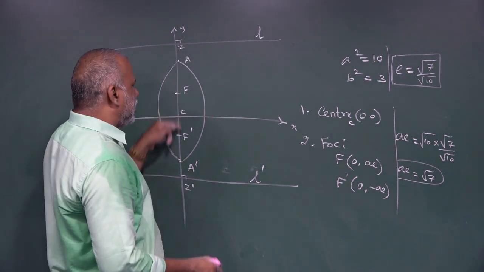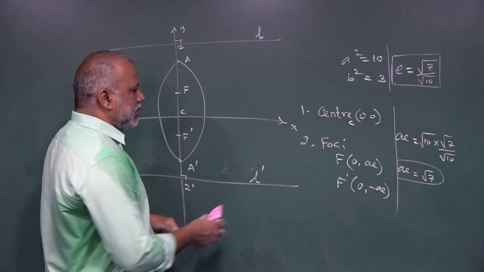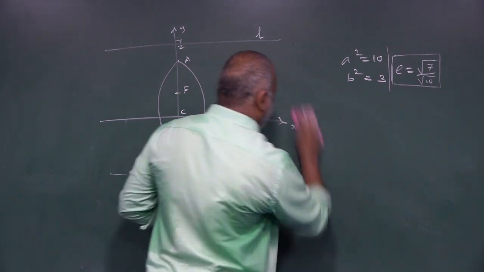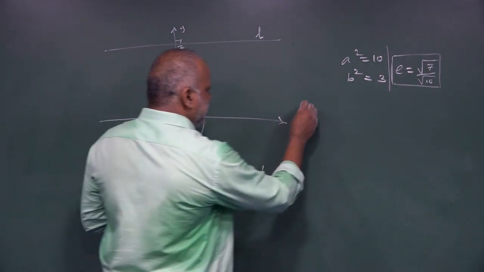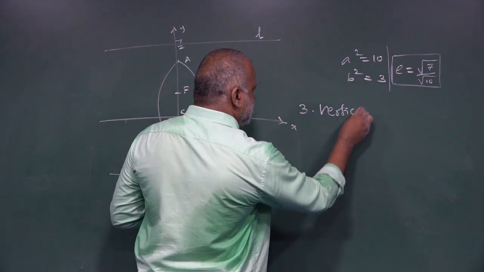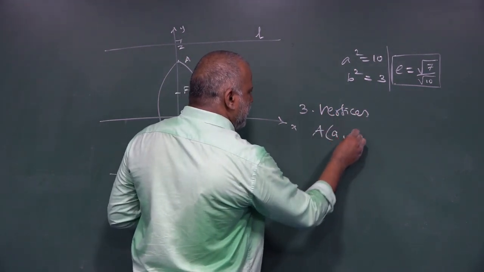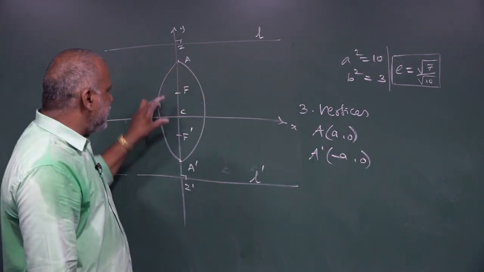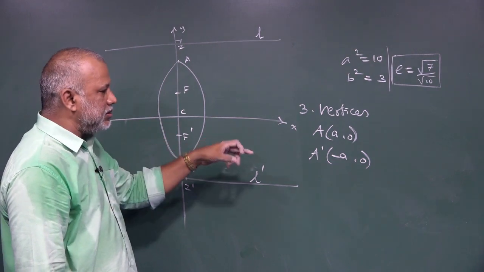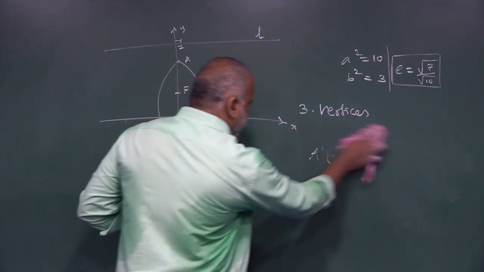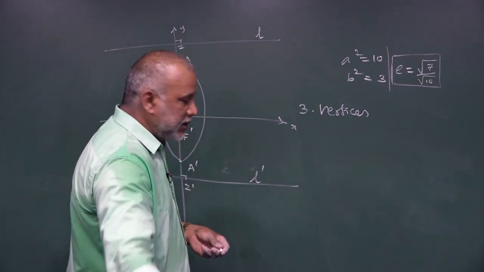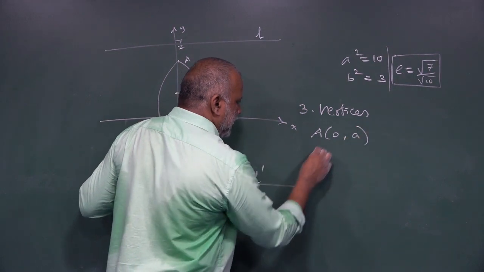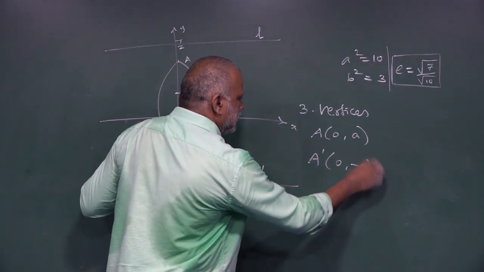From this diagram, we are able to work out the third result. See the third result, vertices. What is the value of vertices? The third result is vertices. A, 0, A dash, minus A, 0. Listen carefully, dear students. Here, vertices is type number 2. Type number 2 means 0, A and 0, minus A.